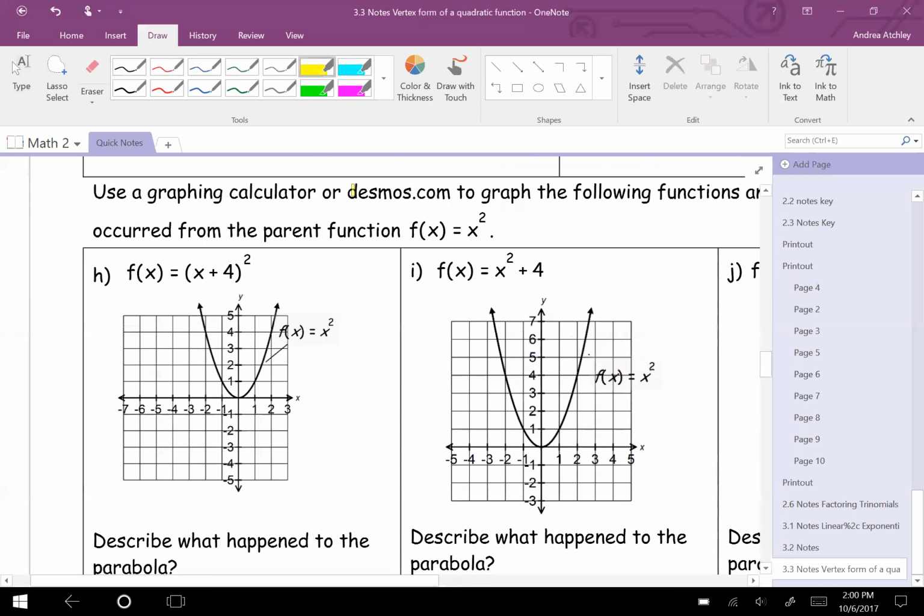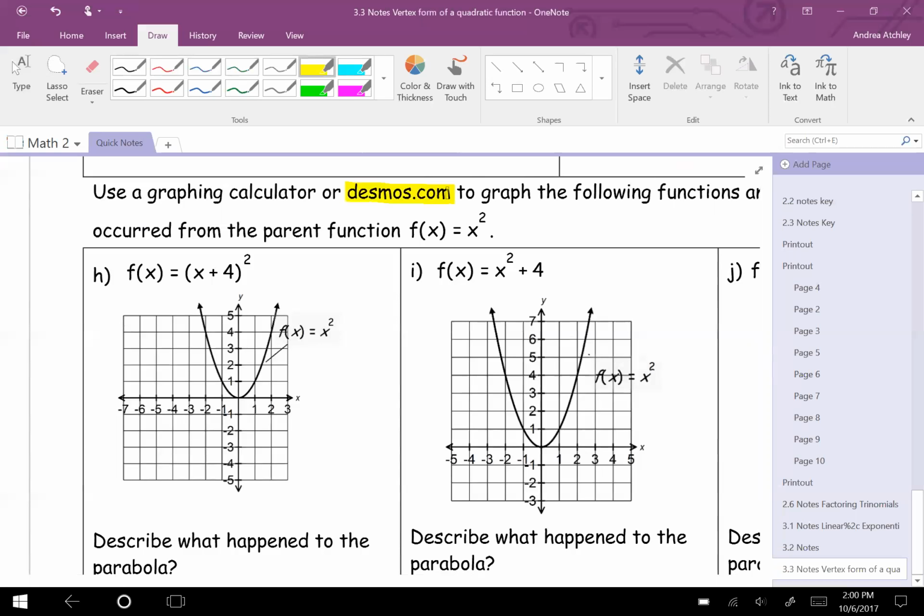You can use Desmos.com. Quiet down, please. Okay, if you don't have a graphing calculator, you can use Desmos.com to graph anything.